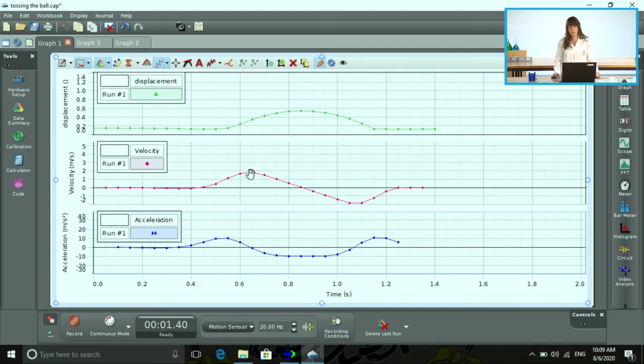Started with an upwards velocity, decreased here to its maximum height. Have a look how the graphs correlate. Here where it's at its maximum height, its velocity was 0, and then it came back downwards with increasing velocity in the negative direction.